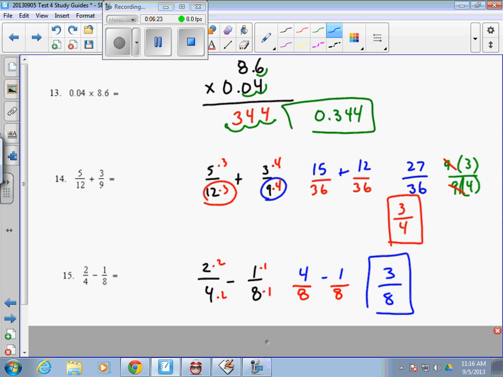Do the same thing with number 15. You need a common denominator. They both go into 8, which is convenient. 4 times 2 is 8, so multiply the top number by 2 as well, and you get 4 over 8. Minus 1 over 8, we didn't have to change that. When the bottom number is now the same, you subtract 4 minus 1, and you get 3 over 8.